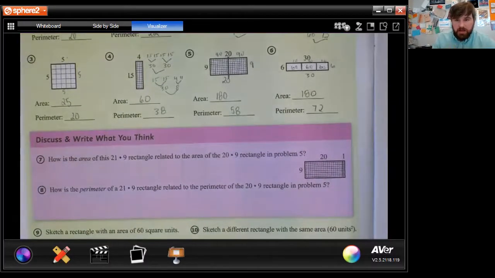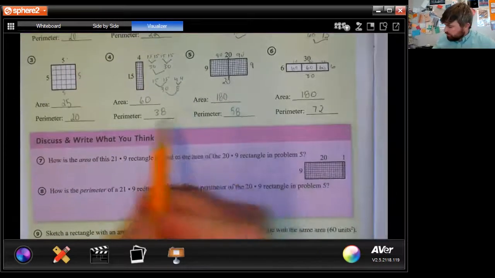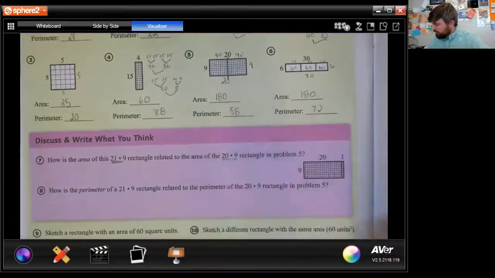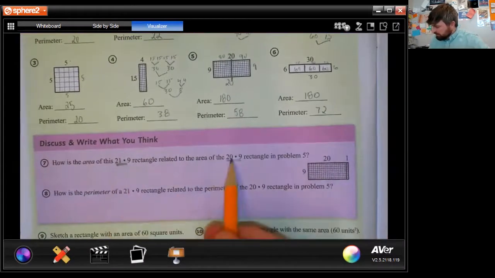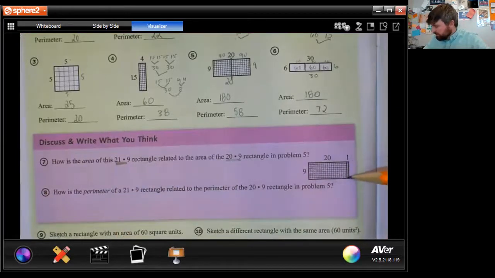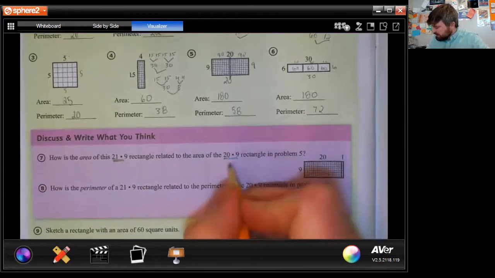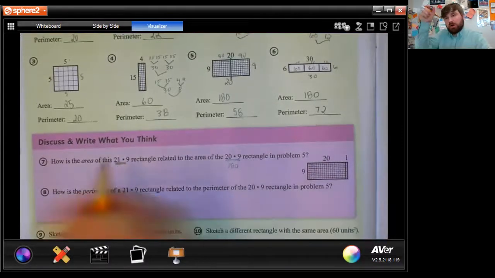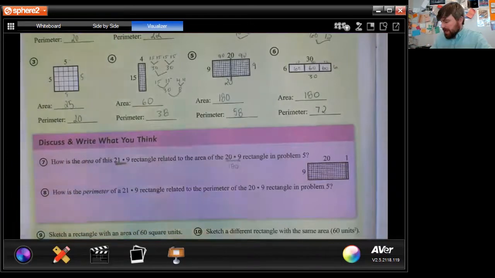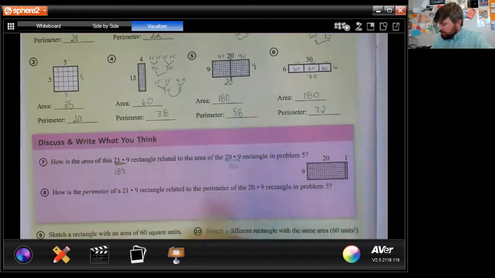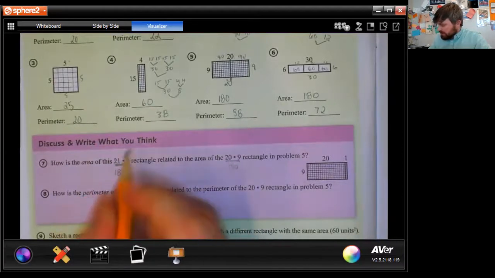So the area of the 21 by 9 and the 20 by 9. Going from 20 to 21, all they're doing is adding one more column of 9. Okay, so if the 20 by 9 is 180 for the area, this one is just one more column added on. So you're just going to add 9 more to this one. So it would be 189. So the area of the 21 by 9 is 9 more.